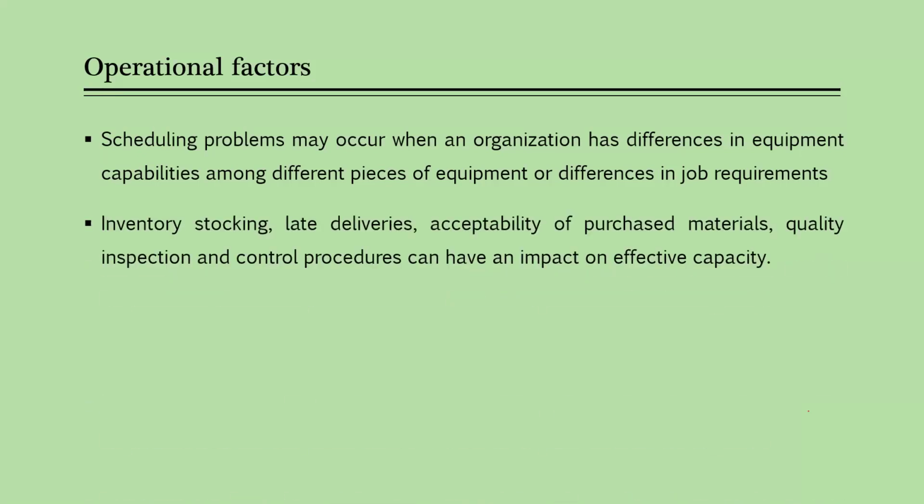Inventory stockings, late deliveries, acceptability of purchased materials, quality inspections, and control procedures can have a significant impact on the effective capacity. So we know that for production, we have to store adequate materials. That is our safety stock. But if we fail to stock the relevant materials according to the adequate requirement or the minimum requirement, there may be operational problems. So production has to stop.